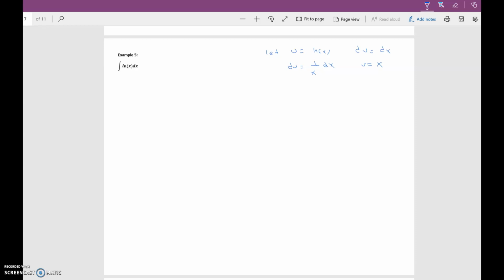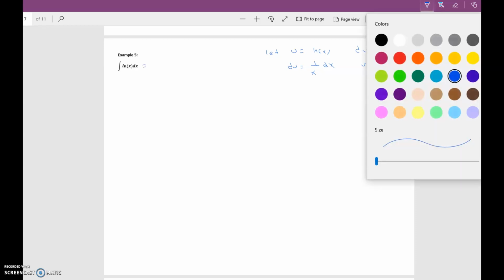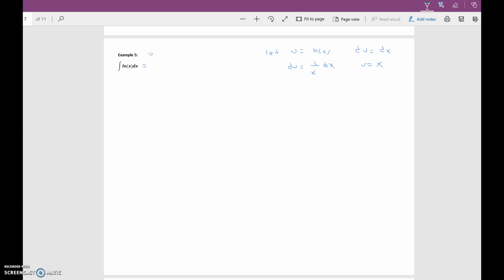So as we rewrite this integral, we're still looking at the general form of uv minus the integral of v du, and see if this actually reduces in some form. So your u and v, it's just going to be x ln x minus the integral of v, in this case x, and then du happens to be 1 over x dx.